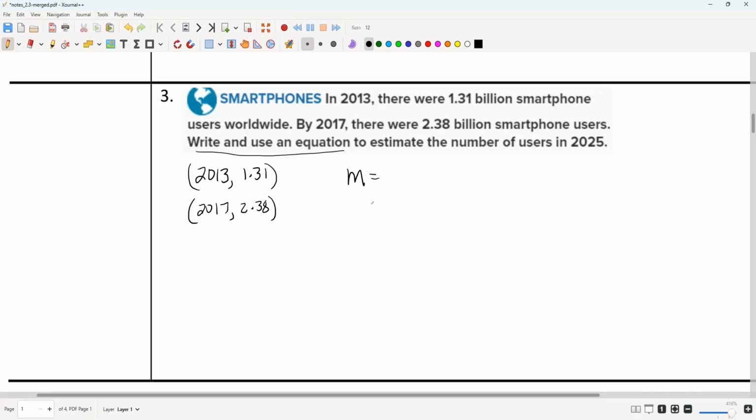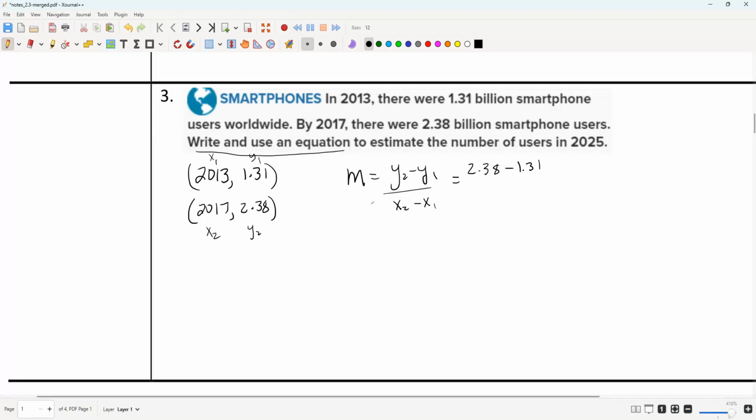Okay, so I can treat the year as my x and then the smartphone users as the y. And if I calculate the slope here, again, the slope formula. Let's treat this as x1, y1, and treat this bottom one as our x2 and our y2. The slope formula is just y2 minus y1 over x2 minus x1. So we're finding the change in the y and comparing that to the change in the x. So in this problem, we would say it's 2.38 minus 1.31 divided by 2017 minus 2013.